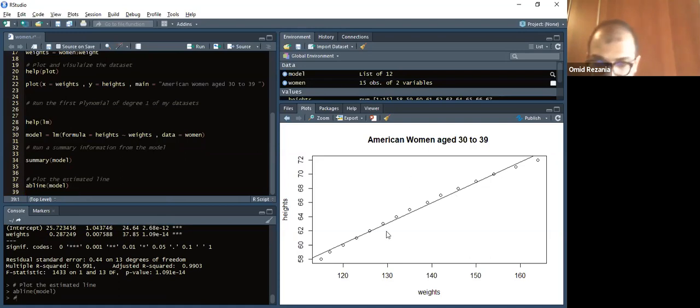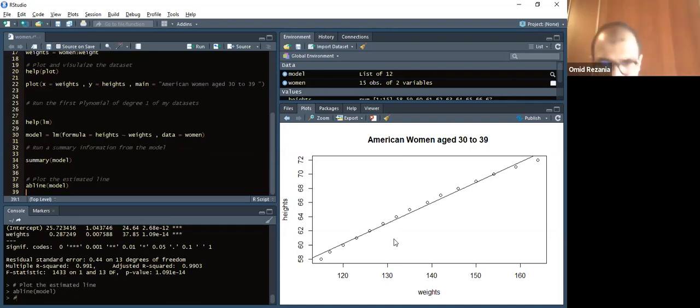Then you see on your plot there is a line, which is the best estimate you can find if you incorporate the model as a line which we created. Everyone sees that? Everyone can see the line? Yes.